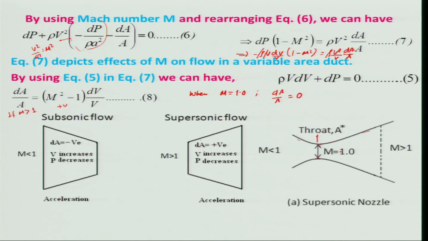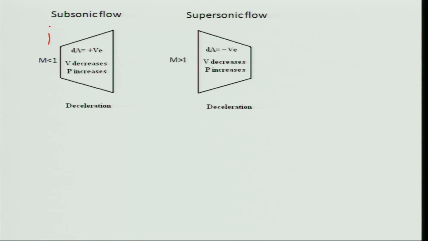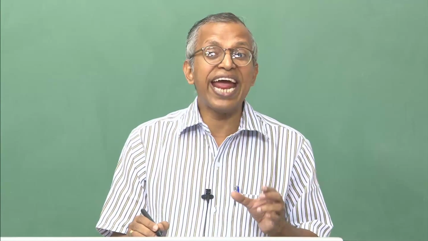If you want to decelerate the flow, then what will you have to do? Decelerating flow means V2 should be less than V1. For example, if I take this as my 1 and this as my 2, then for deceleration of the flow, V2 should be less than V1, right. That means dV will be negative, right.